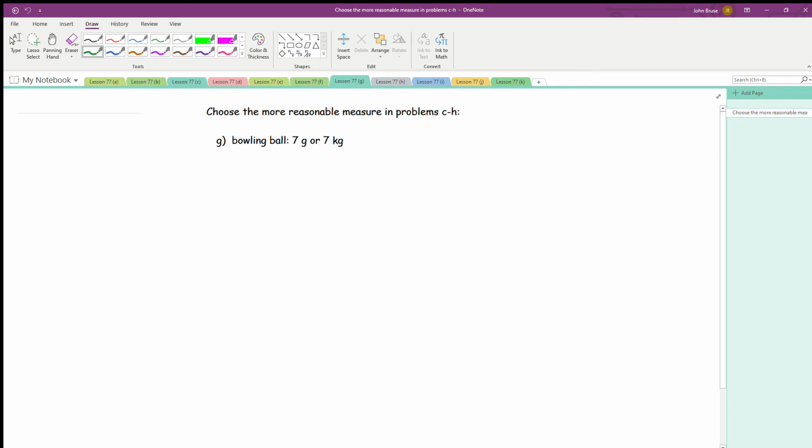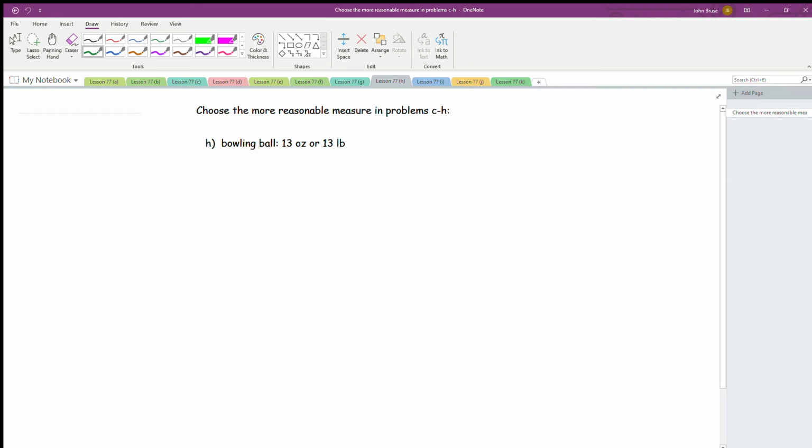A bowling ball. So do you think a bowling ball weighs 7 grams, which is what we use to measure small things like salt and pepper, or do you think it'd weigh 7 kilograms, which is around 14 pounds? Some of the kids' bowling balls may not weigh that much, but I guarantee that adult bowling balls weigh around 14, maybe even more. 2.2 pounds times 7, that's over 15 pounds. So we're going to go with 7 kilograms. This is way too little.